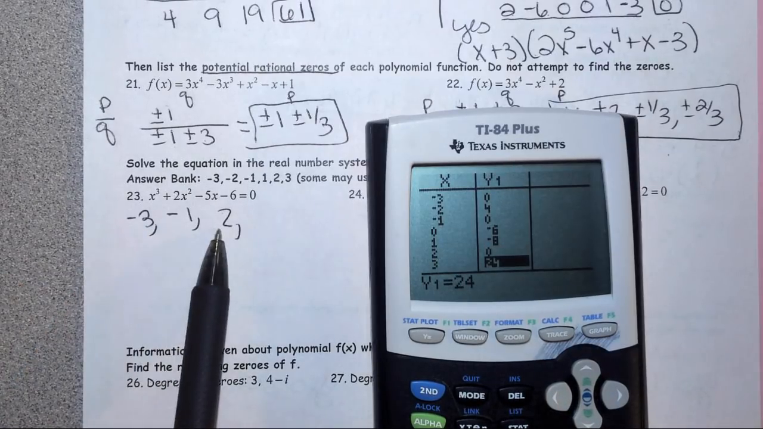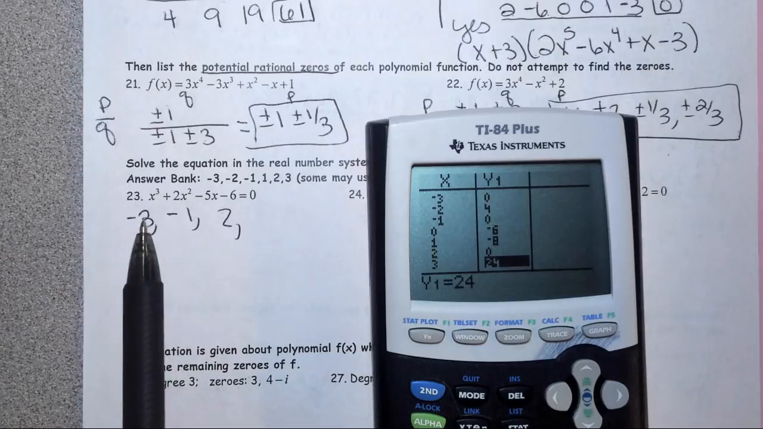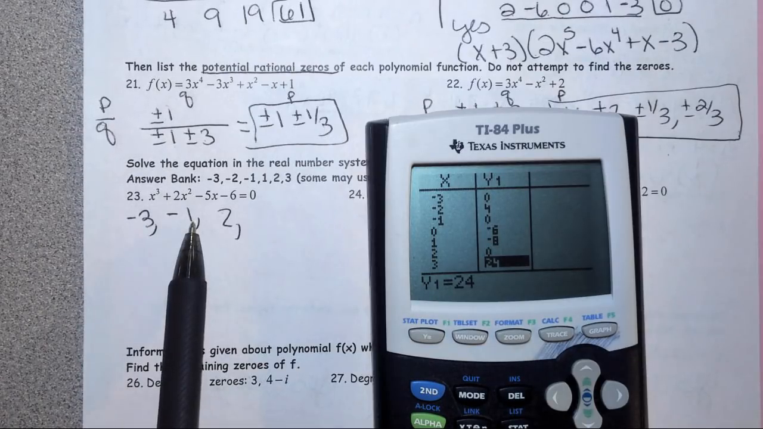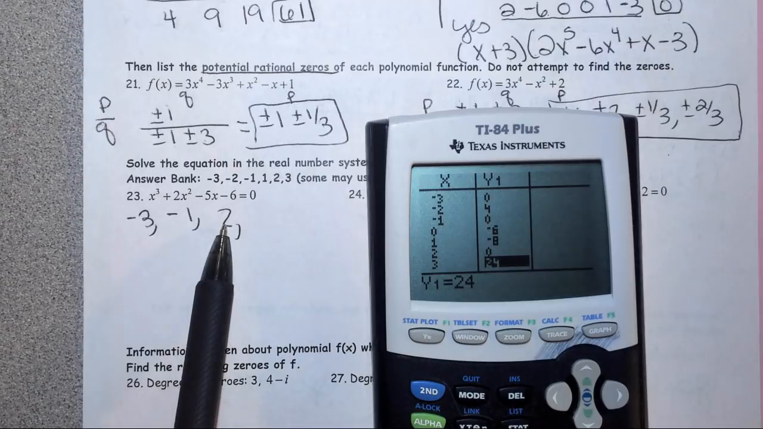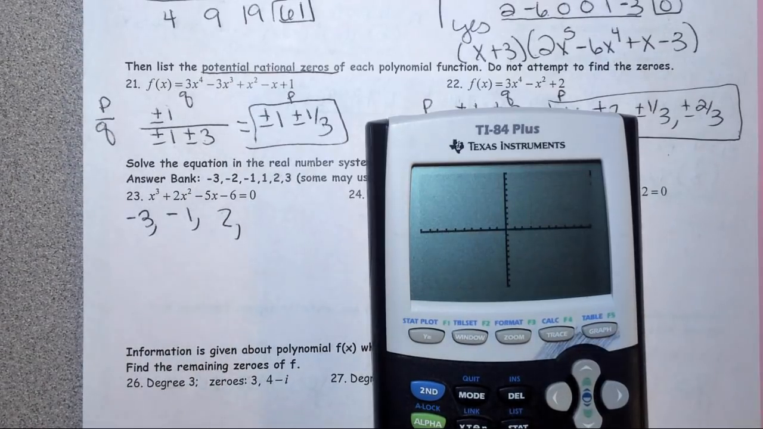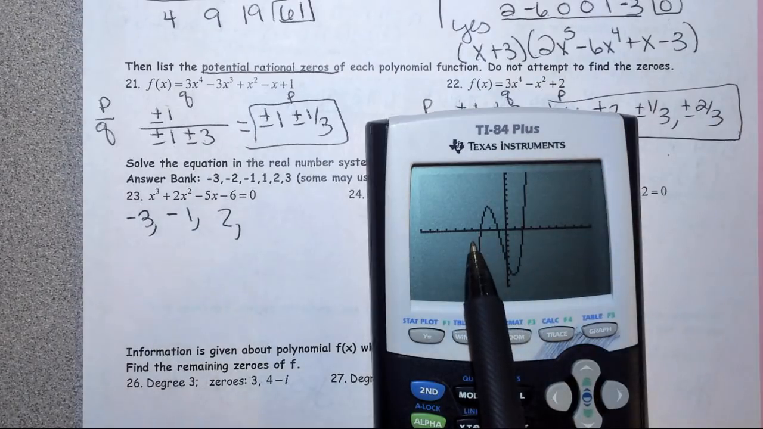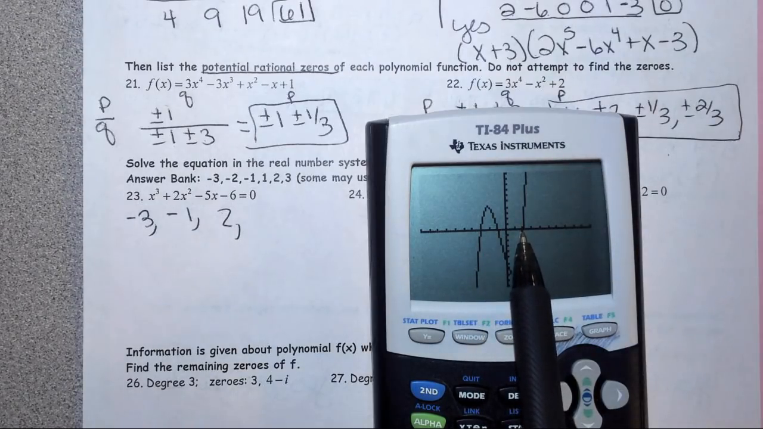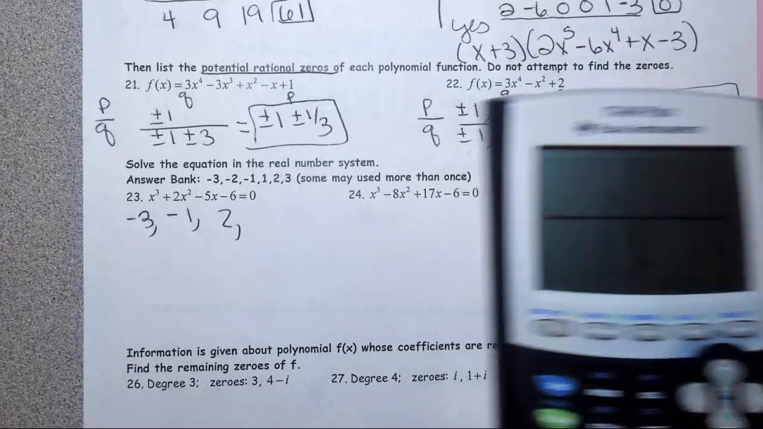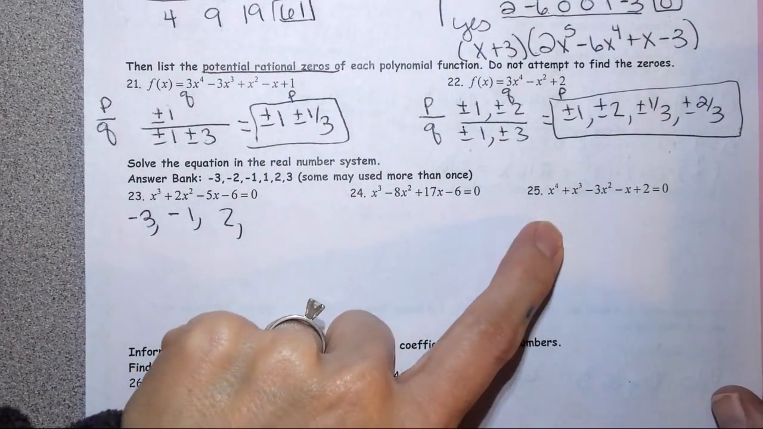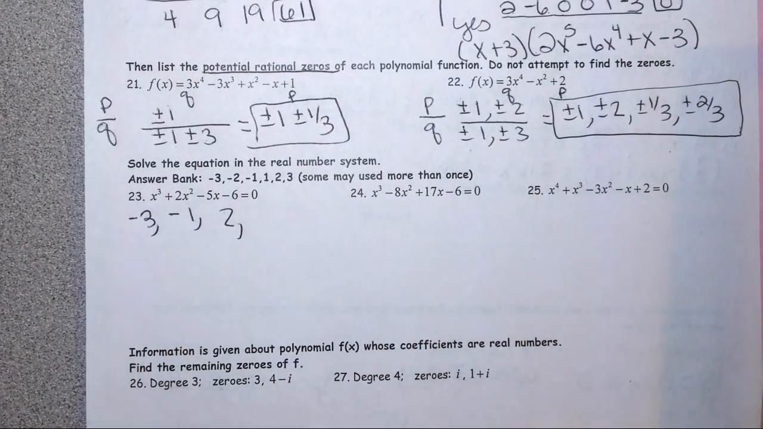This means I have 3 answers. If I were to do synthetic division, -3 would give me a 0, -1 would give me a 0, and 2 would give me a 0. It also means if I look at my picture, it's going to cross the x-axis at -3, -1, and +2. You can do the exact same steps for 24 and 25. Alright, I'm going to pause the video. Why don't you go try it?